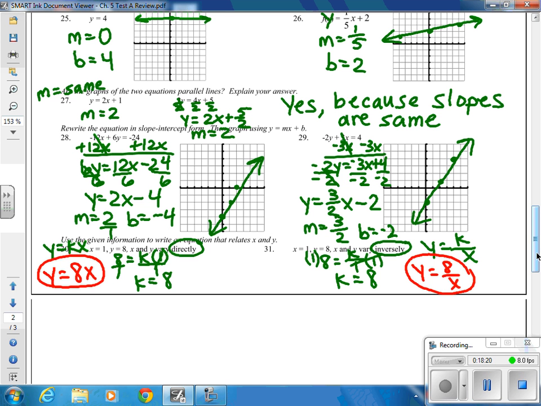You will have both direct and inverse variations on the test. So make sure you practice those formulas and know what you're doing with them.